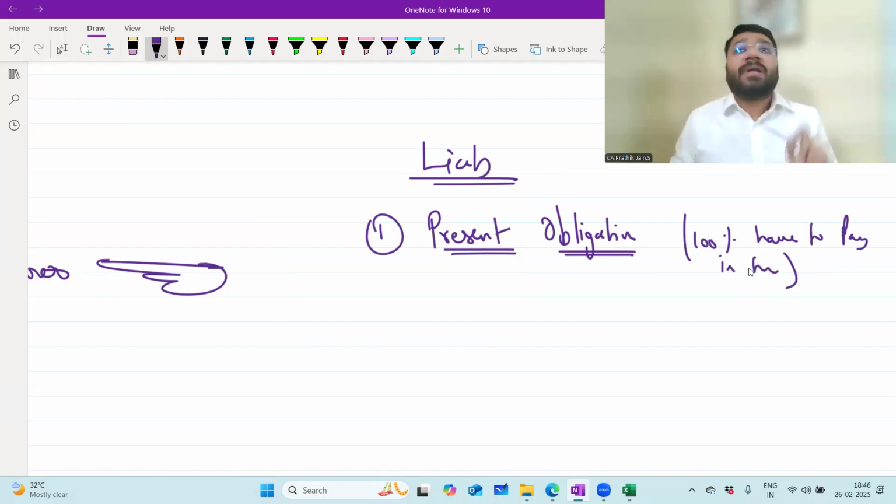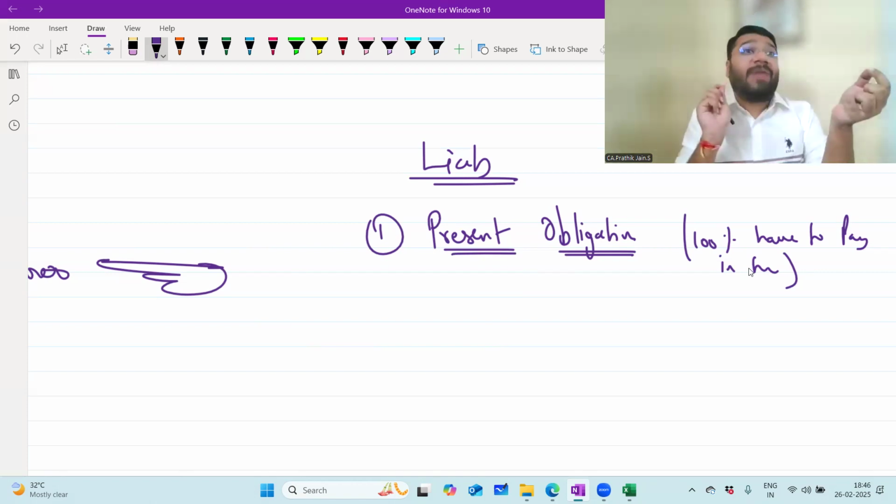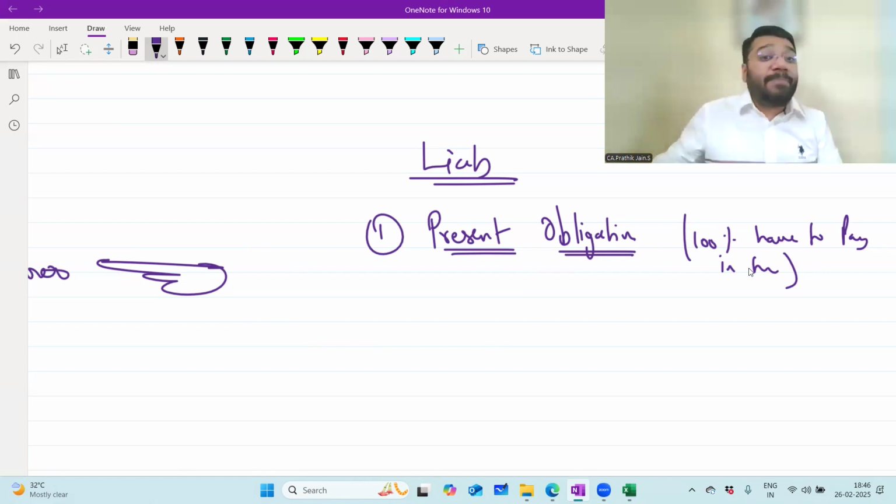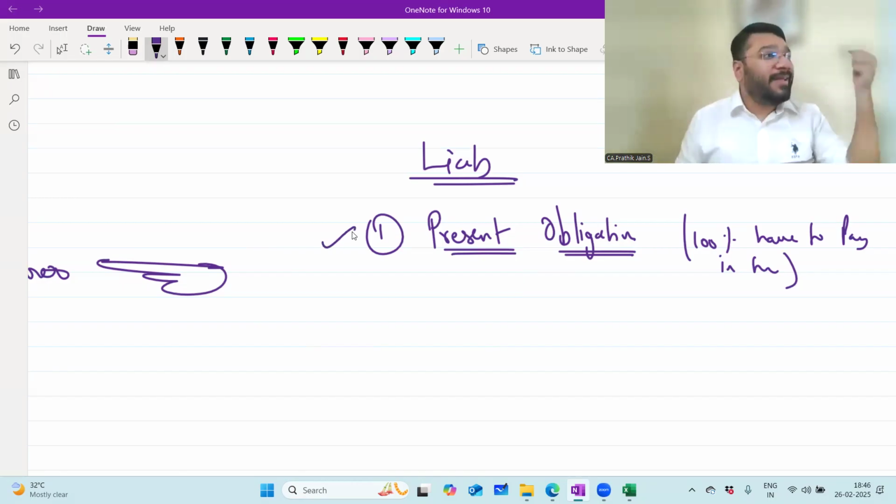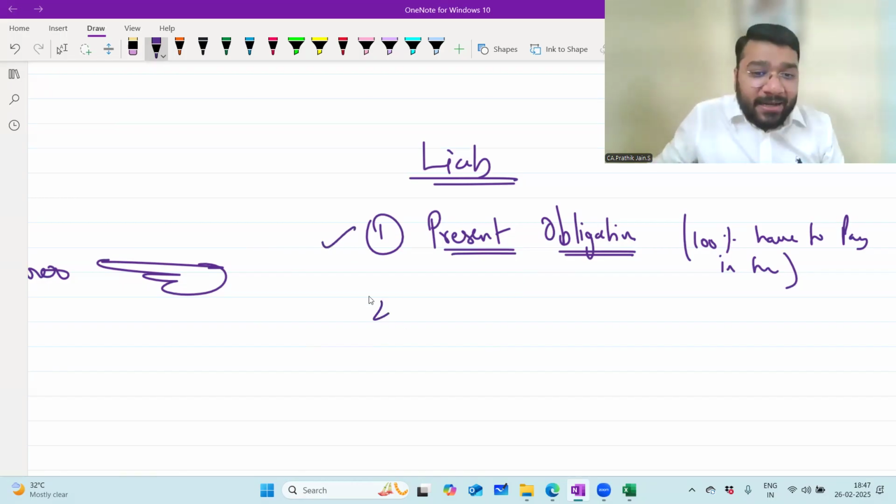Correct? If I go to a departmental store, there is one chocolate. I took my son along with me. He took that Dairy Milk chocolate. He broke the wrapper. Do I have the obligation to pay for that or not? Because they say, if you tore that wrapper, you have to pay the money. So is my present obligation arising there or not? Yes.